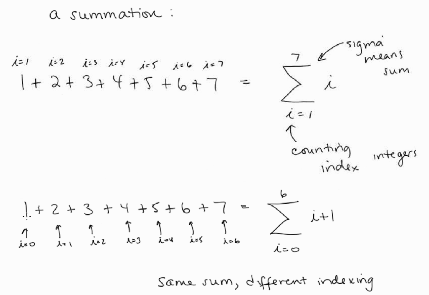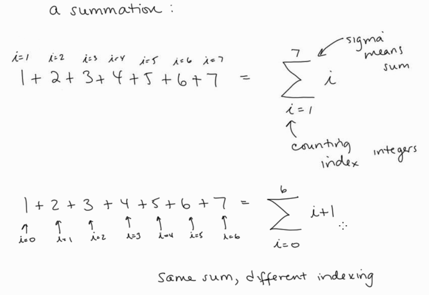Notice that we could also represent the same sum starting our index at 0. Then notice when i is equal to 0, what number do we put into our sum? We put i plus 1. When i is equal to 1, again we need i plus 1. So for this summation, with i starting at 0, it goes to 6, and inside the summation is i plus 1. So this is another way to represent the same sum. It's just using different indexing.